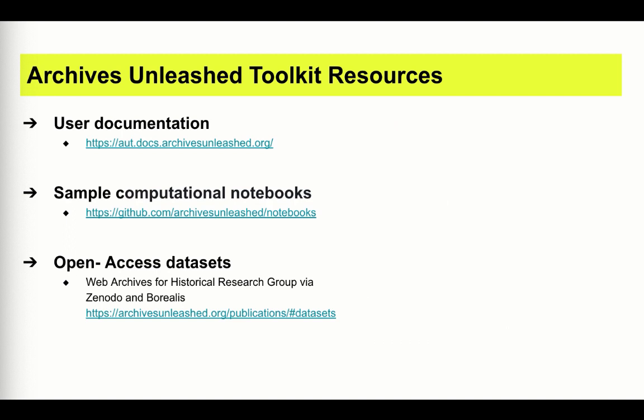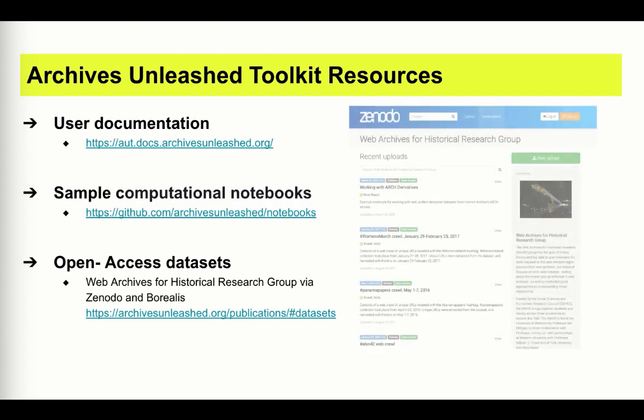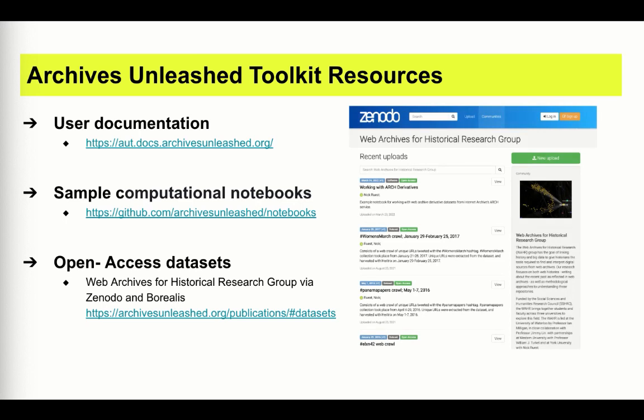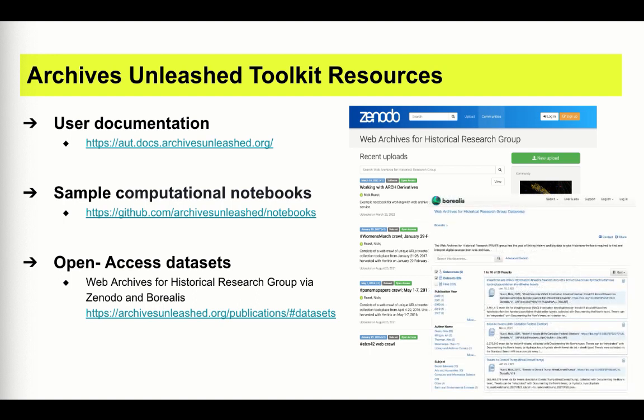Our project has collaborated with several institutions to process their web archive collections through the toolkit. If you're looking for ready-to-use data, we have over three dozen open access datasets available through our Web Archives for Historical Research group on Zenodo and Borealis. A full list of available datasets, including citable DOIs, is available through our website publications page at archivesunleashed.org/publications.